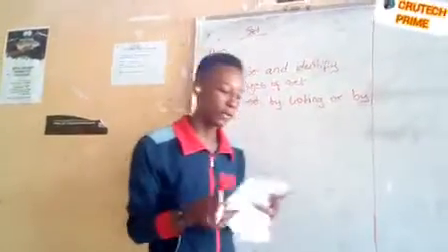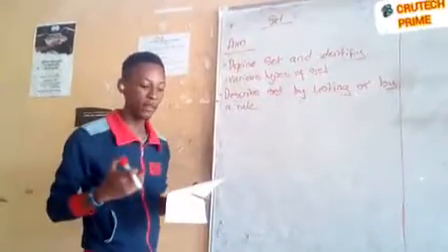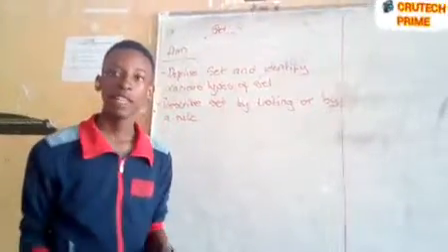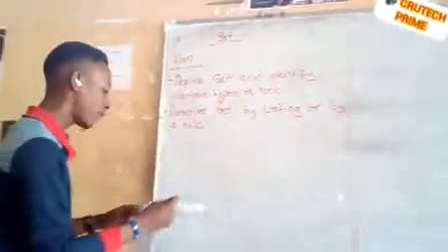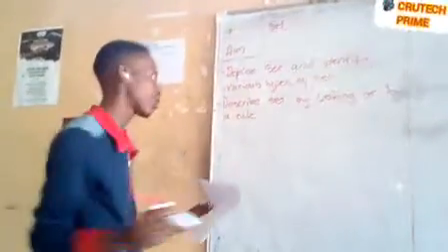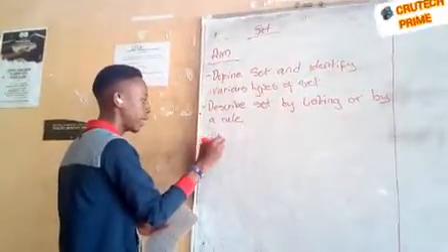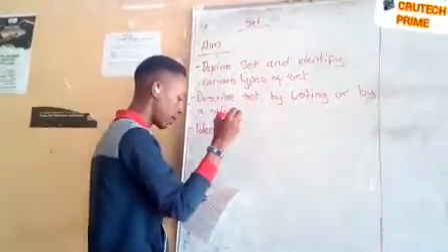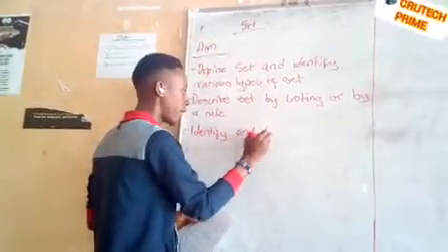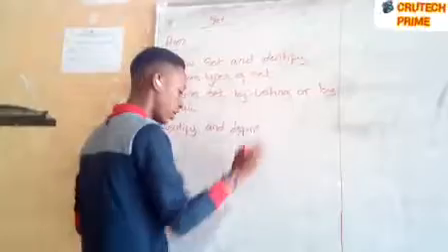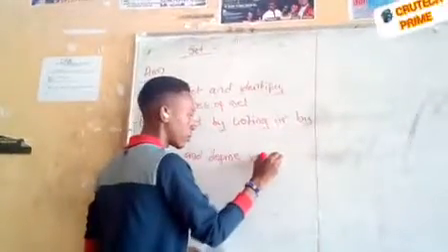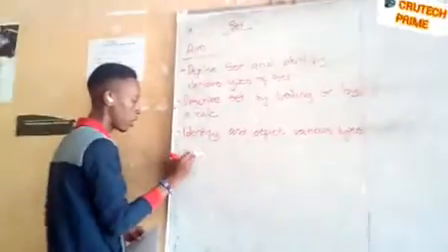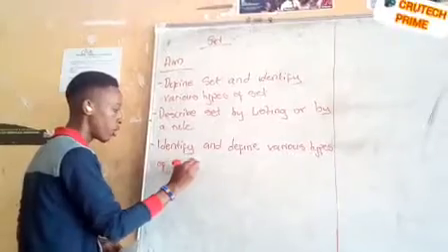Now, the third objective is to identify and define various types of set operations. We have sets, we have types of sets, and we also have set operations. The next aim is to identify and define various types of set operations.